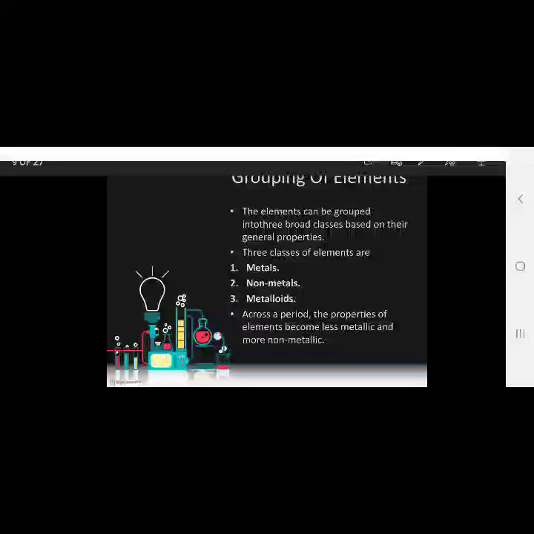Grouping of elements. The s, p, and d block elements of the periodic table are arranged into 18 numbered columns or groups. The elements in each group have the same number of valence electrons. As a result, elements in the same group often display similar properties and reactivity. The 3 broad classes of elements are metals, non-metals, and semi-metals. Across a period, the properties of elements become less metallic and more non-metallic.